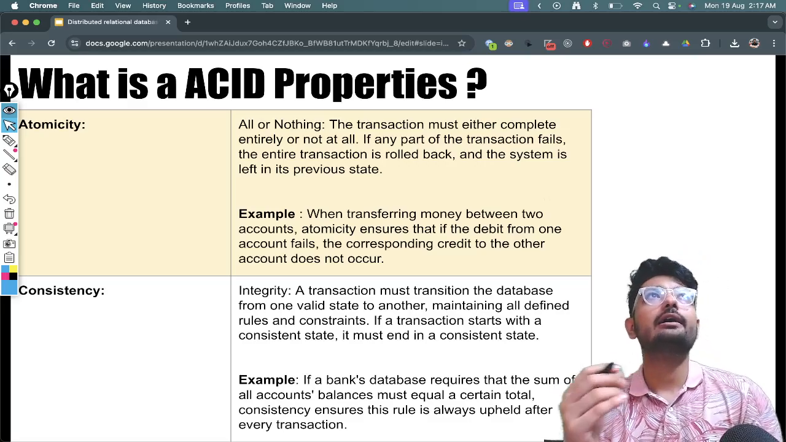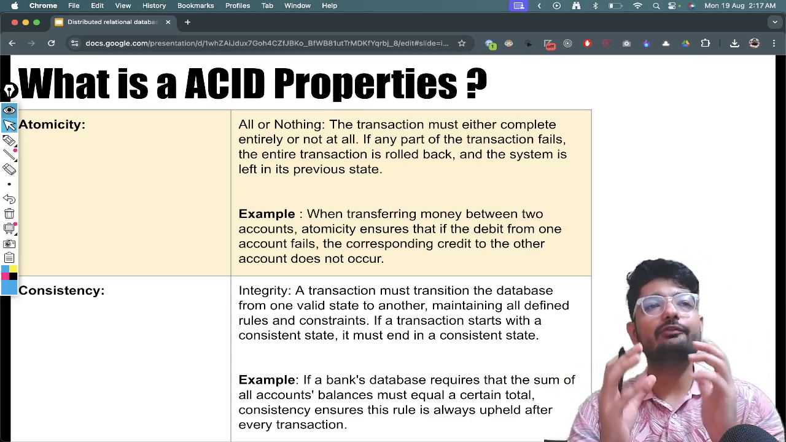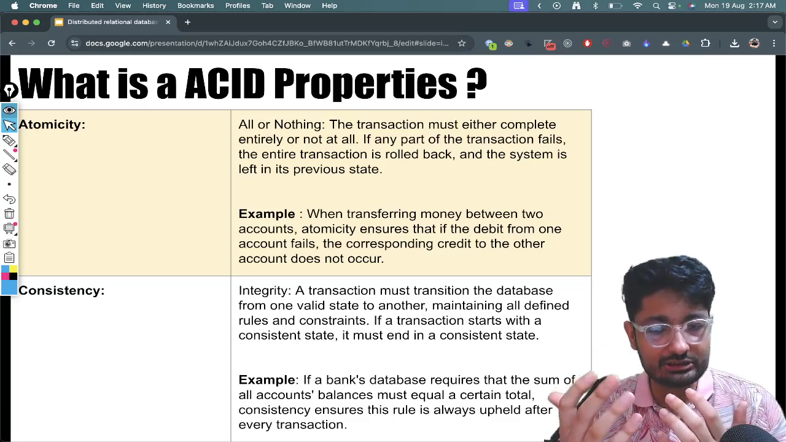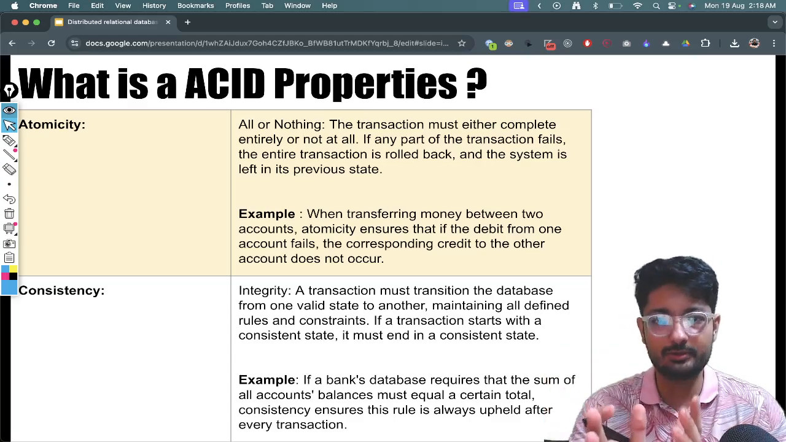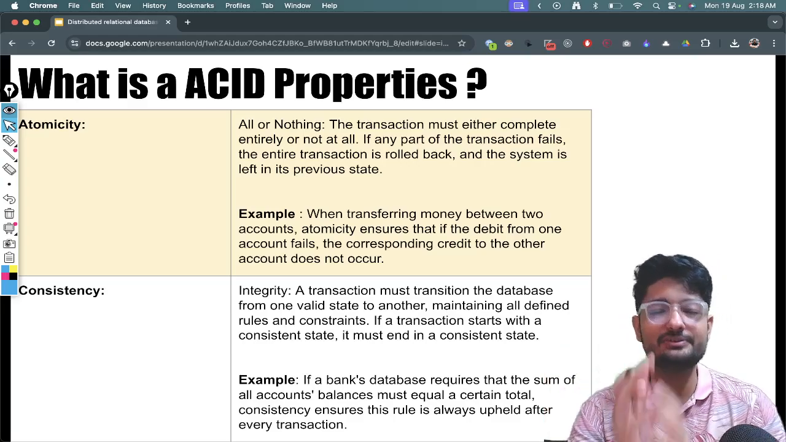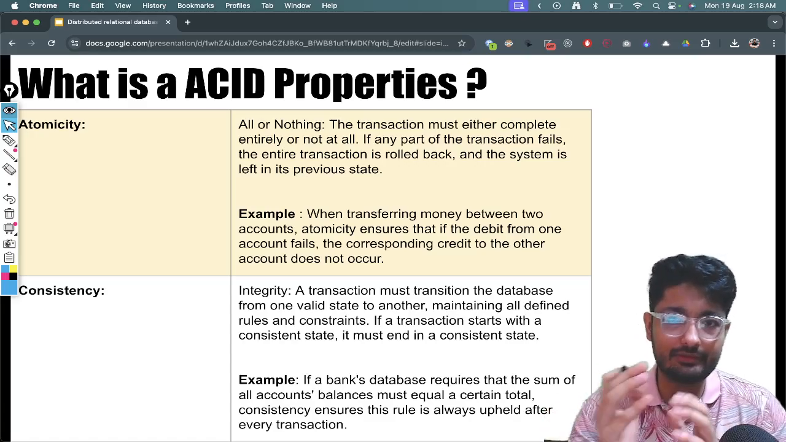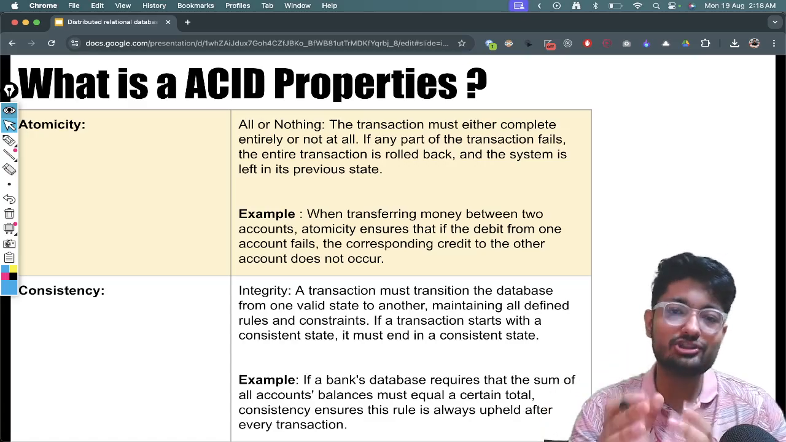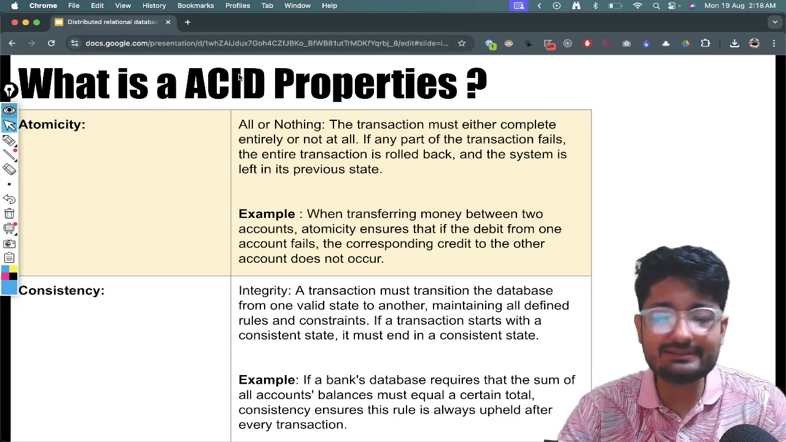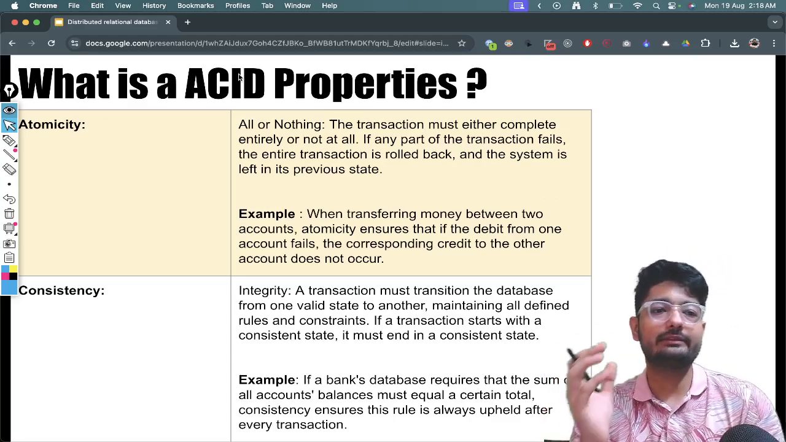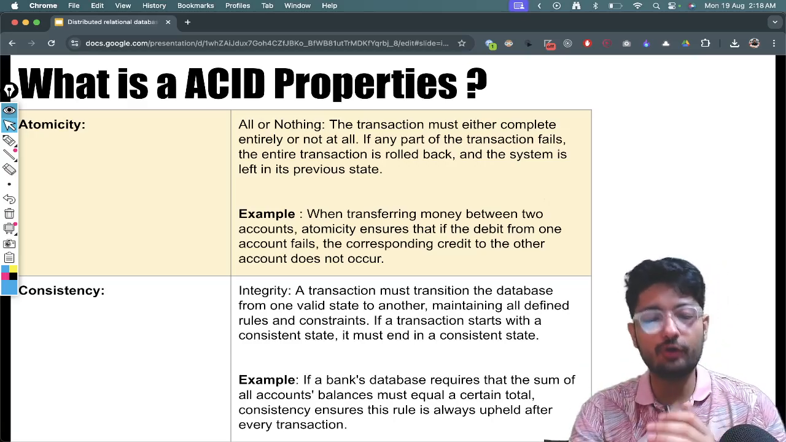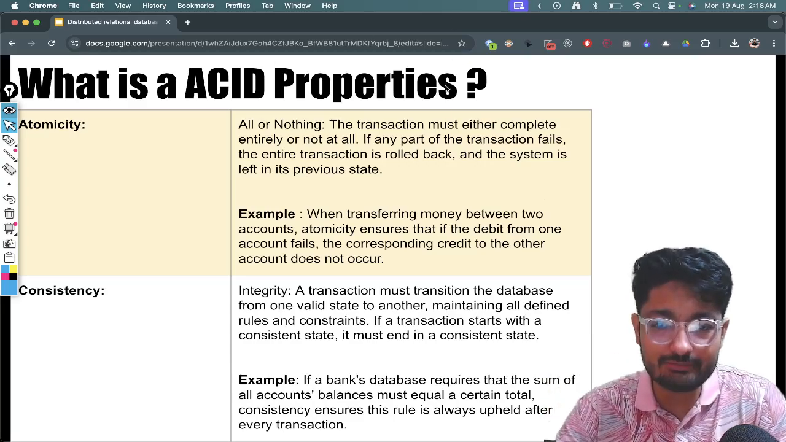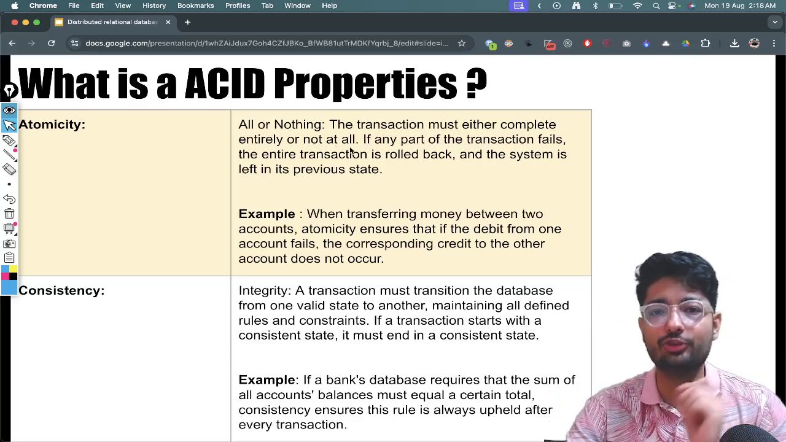Let's take an example. Whenever you're doing a transaction in an SQL database which is, let's say, not distributed, it follows ACID properties, which means that the transaction occurring in an SQL database has to be atomic. Atomic means, as I've told you, all or nothing. Either all the instructions have to be followed or nothing. The transaction must be either completed entirely or not at all.